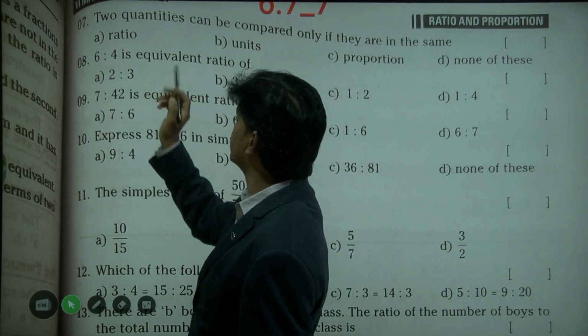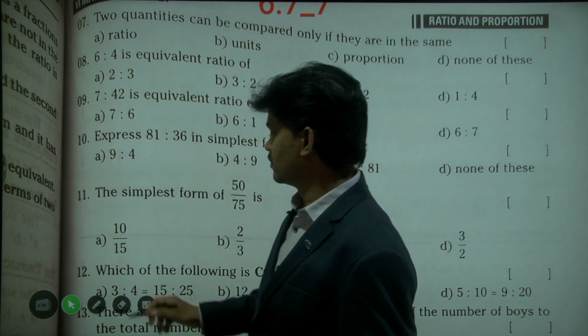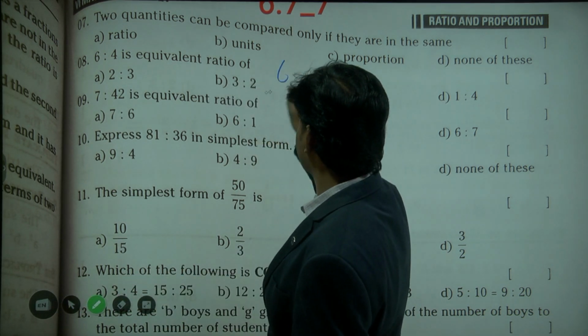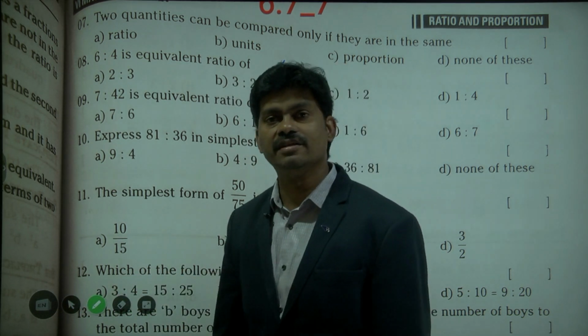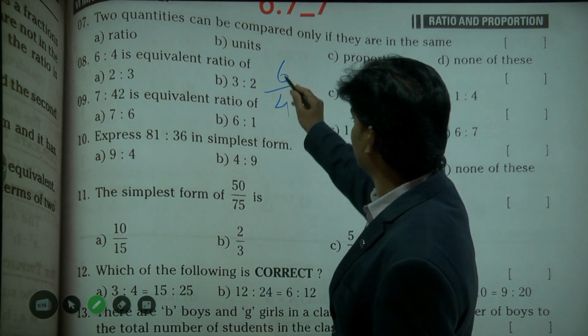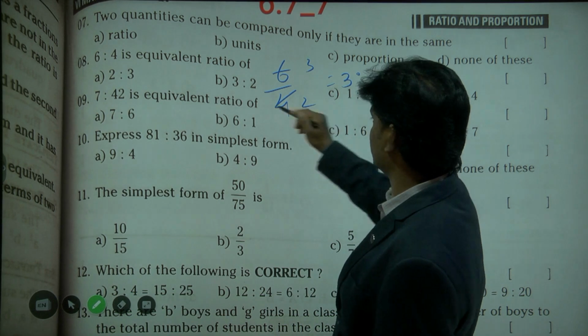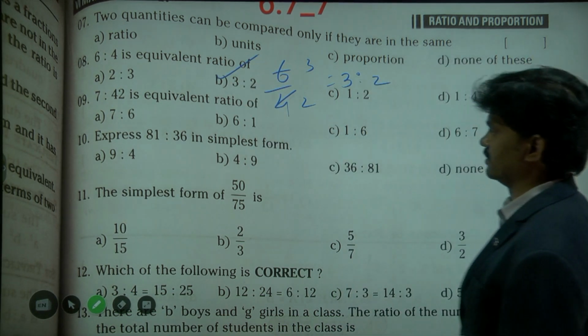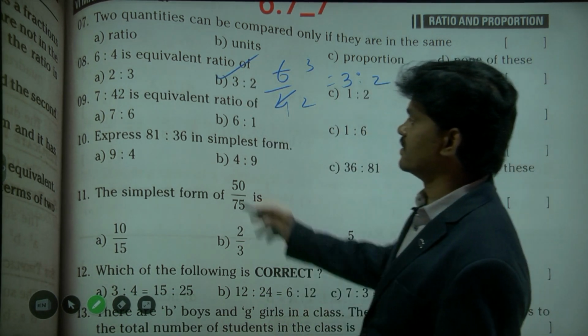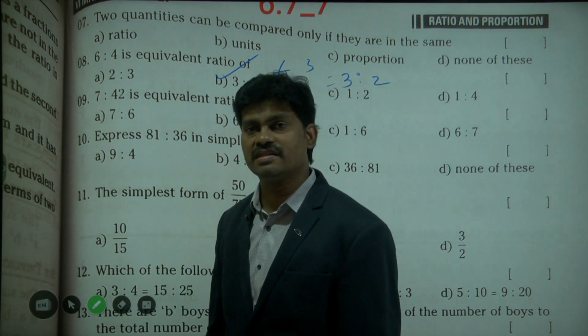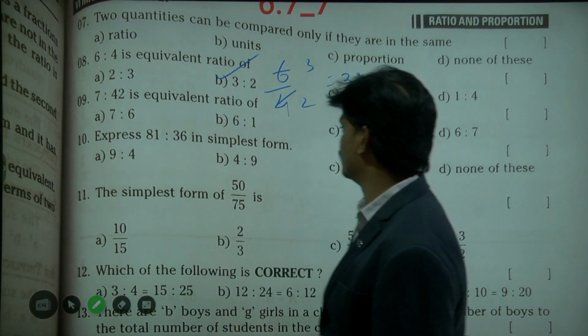6 is to 4 is an equivalent ratio, 6 is to 4 means 6 by 4. What is the common factor here? 2 is the common factor. We will get 3 here, and 2 here. The answer is 3 is to 2. Just cancellation. And 7 is to 42 is the equivalent fraction. 7 ones are 7, 7 sixes are 42, so 1 is to 6.